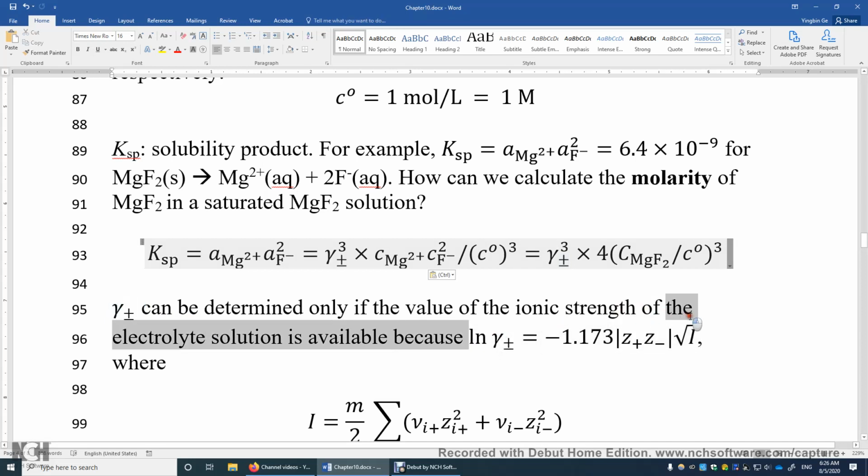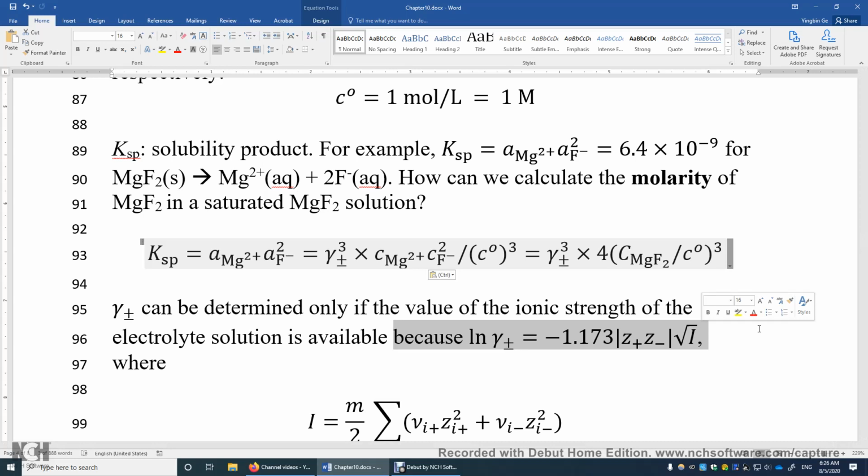Now how can we determine this gamma plus minus? We have this equation ready to use. You just need to know the ionic strength. How do you calculate the ionic strength? It's very simple. You just need to know the concentration of the electrolyte. So how do you know the concentration? Ideally in molal, but if it's in molar, it's about the same, because 1 liter of solvent usually contains 1 kilogram of water, if the solution is not too concentrated.